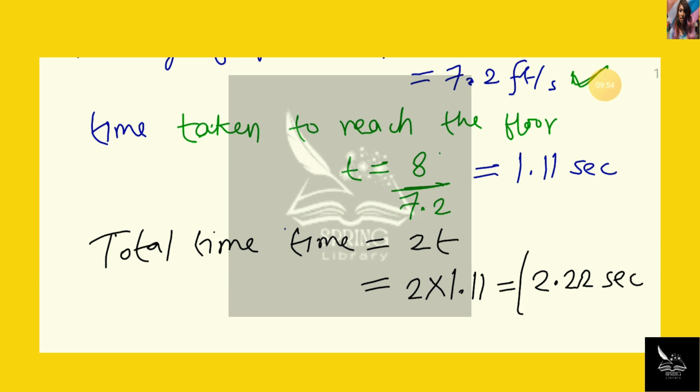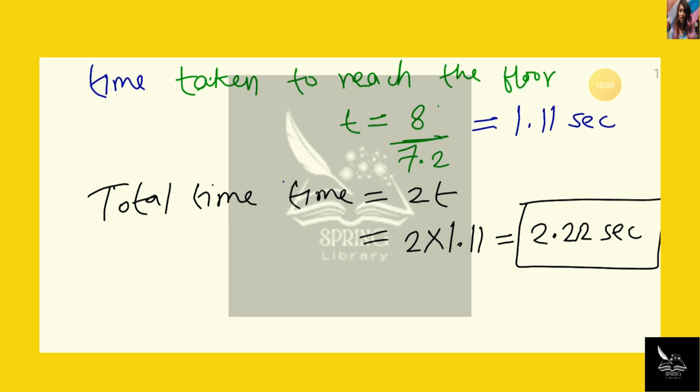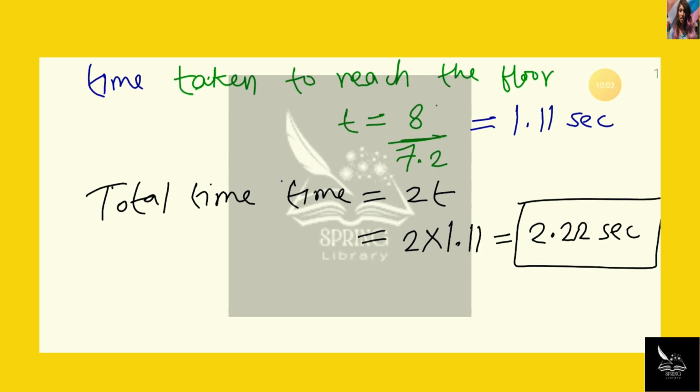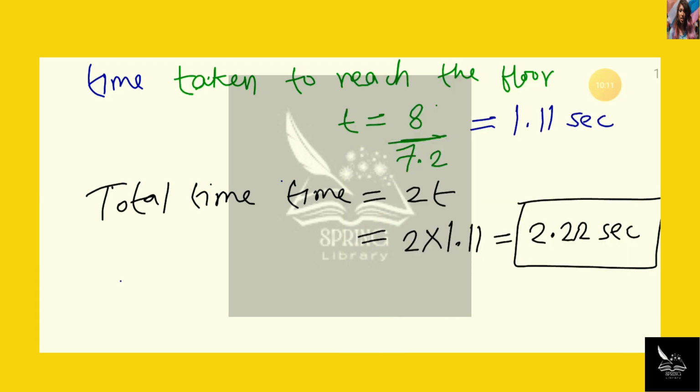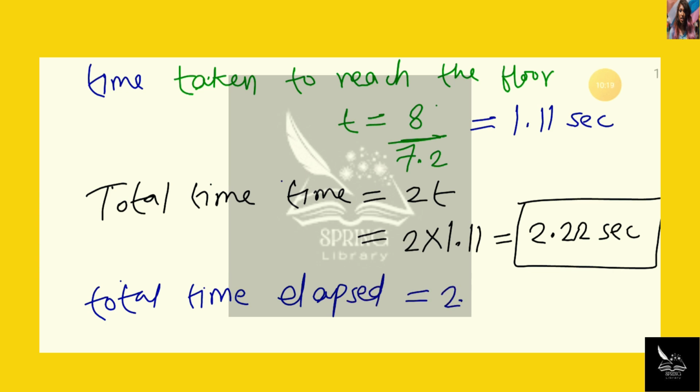So this is the answer to the given question. The question asks us to find the time elapsed in the process when the pillow collides with the floor, rebounds and reaches the experimenter's head. So the total time elapsed is equal to 2.22 seconds. Hence I have solved the question completely.